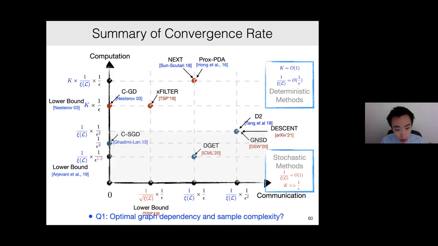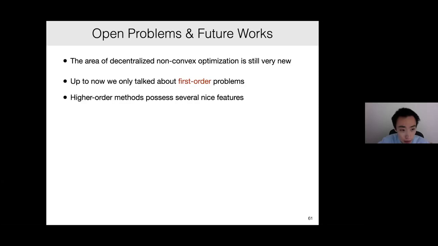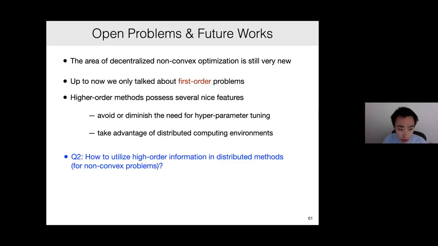In summary, the area of decentralized non-convex optimization is still very new. Up to now, we only talked about first order methods, and high order methods could possess several very nice features. For example, they can diminish the need for hyperparameter tuning, and they can take advantage of distributed computing environments. Another question is, how do we utilize that high order information in distributed methods? It's also still an unknown problem.